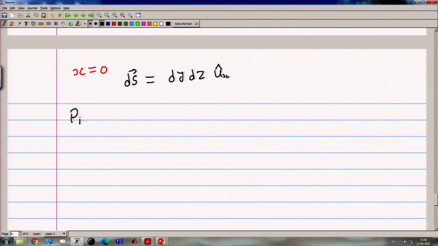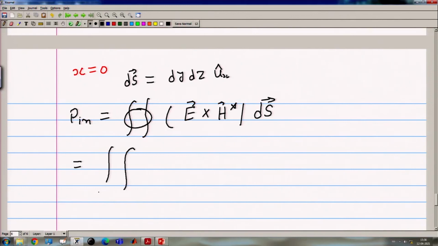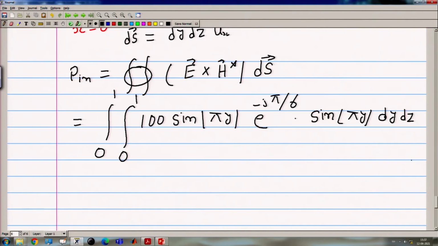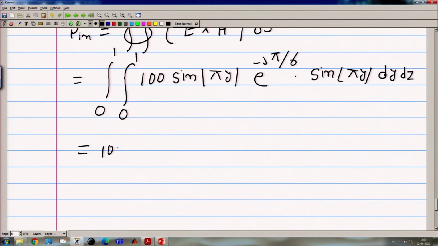So, the total power in from the interface we can write as E cross H star into dS, where H star is the conjugate of H. Because all sides are of the unit cube, it will be x from 0 to 1, y from 0 to 1, z from 0 to 1, 100 sin pi y into e to the power minus j pi by 6 into sin pi y into dy into dz.